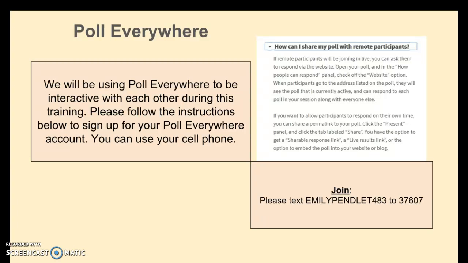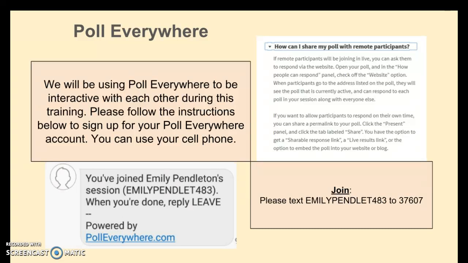I'll give you about another 30 seconds to get out your phones. Make sure that you type the correct login code, which again is EMILYPENDLET 483. You're going to send that in a text message to the phone number 37607. You should receive a message that says something similar to what just popped onto your screen: you've joined Emily Pendleton's session. When you're ready to be done with Poll Everywhere, you just have to type leave and you will be done.